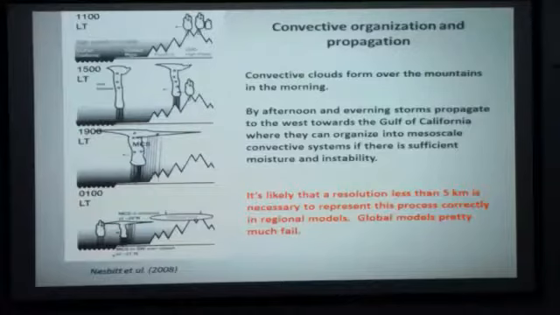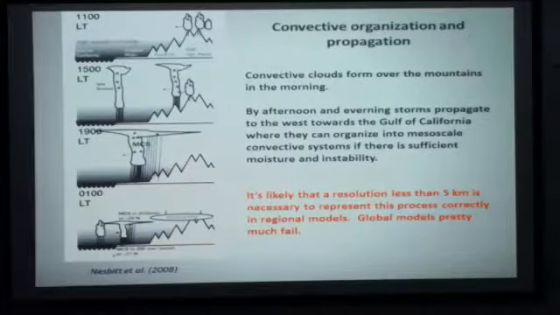In this process, the convective clouds form over the mountains in the morning. So this is 11 a.m. local time. By the afternoon and evening, the storms propagate to the west towards the Gulf of California. If you're in Arizona, they propagate off the Mogollon Rim towards the Colorado River Valley, but it's basically the same thing. Then they can organize into mesoscale convective systems if there's sufficient moisture and instability, in the late afternoon to early evening hours. This has been alluded to before in presentations.